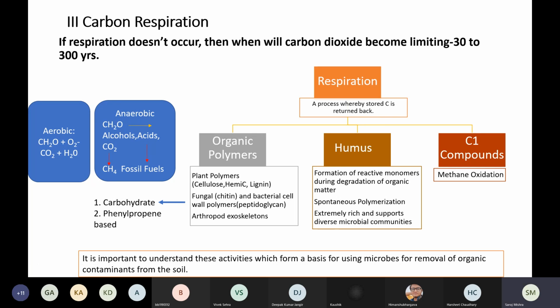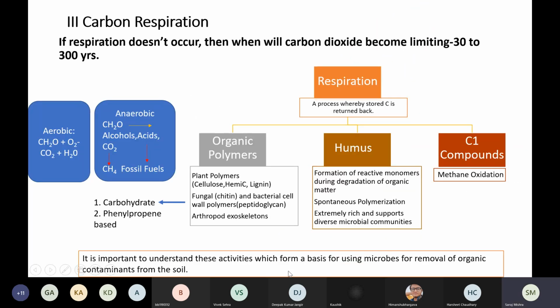Okay, so is this clear to everybody? That why do we say that all the biological polymers which are fixed are either carbohydrate polymers or they are phenylpropene based? So it's an aromatic backbone. So it is important to understand the microbial activities which are capable of breaking down these polymers, and this can form a basis for using microbes for removal of organic contaminants from the soil. So I hope this logic and this rationale you are able to understand.